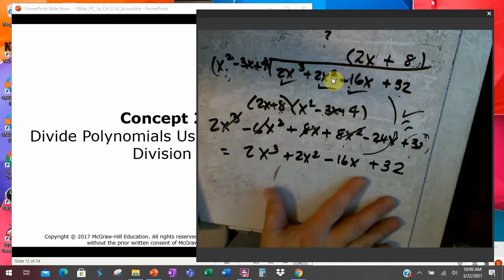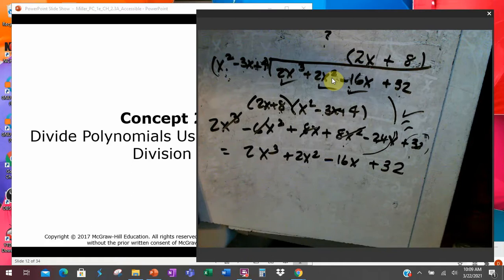In fact, this process is going to come up in just a little while with this remainder. It's called the remainder theorem. And we'll come back and visit this in just a little while.